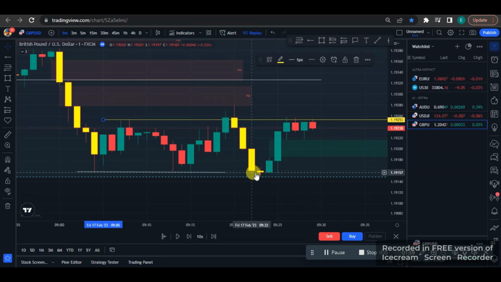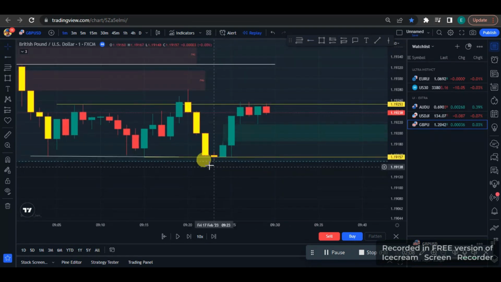And as you can see, there's a beautiful manipulation here. Manipulation, let me just show you what it looks like. Let me just extend this. So you can see price took the lows of this equal lows. Price took it, and the next thing, price just went completely nuts to the upside.